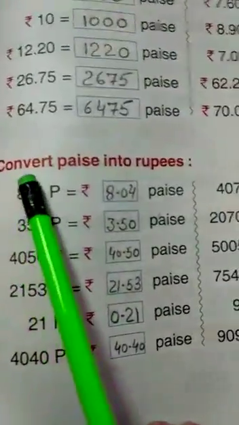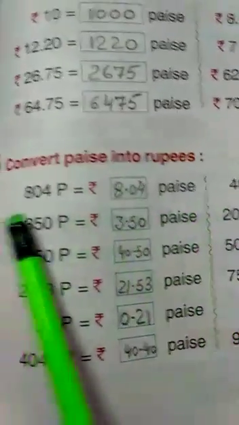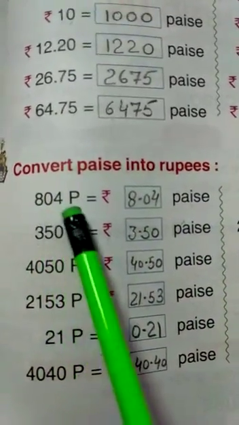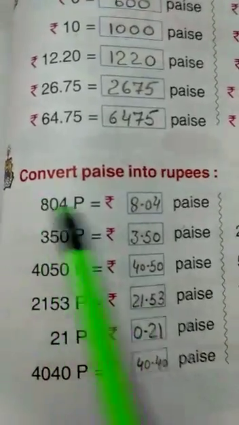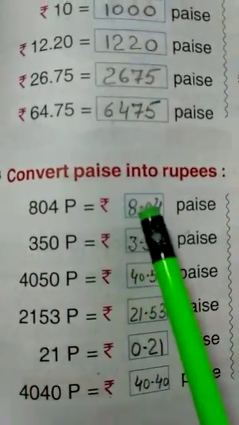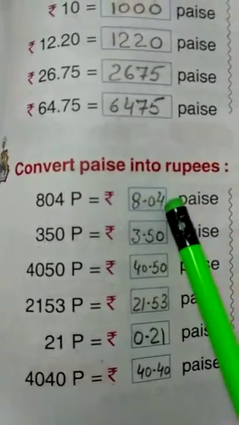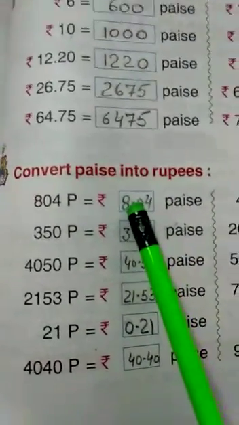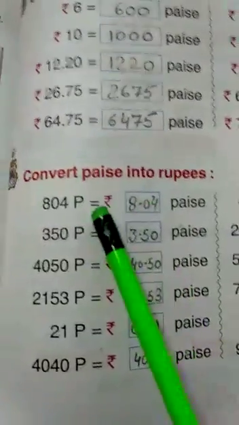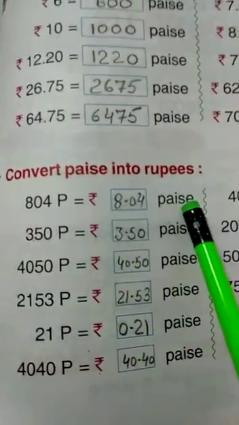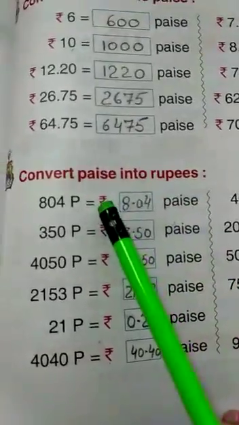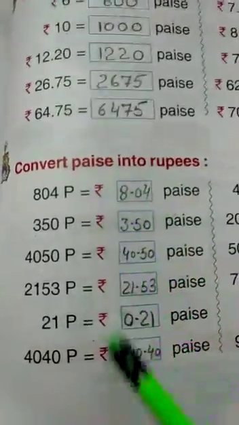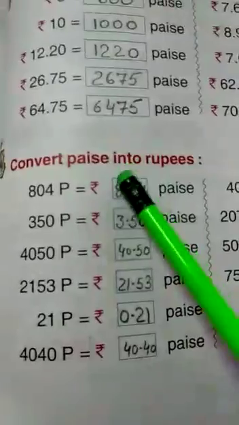Moving on to the next topic, convert paise into rupees. What you have to do is, 804 paise. You have to write the symbol of rupee and write 804. After two digits from the right hand side, which is ones and tens, place the decimal. So it will convert into rupees 8.04 paise. You have to write rupees and paise. It is written here already, so you don't have to write only the digits.